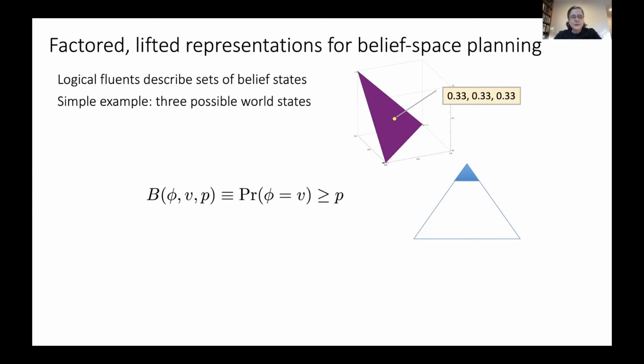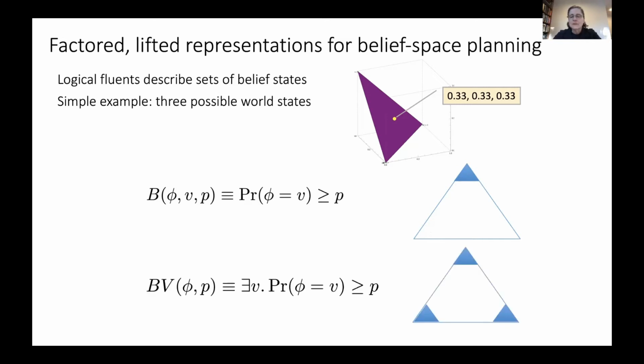So we can write fluents down. We can use the language of logic to talk about sets of belief states. So for instance, phi is a state variable and v is a value. I can write fluents in a form that looks like this, which basically means that I believe that this variable has this value with probability greater than or equal to p. So in the simple case where I have a discrete 3-valued variable, that belief state corresponds to this upper corner of the simplex. Another useful kind of belief fluent is to say roughly, I know the value of phi.